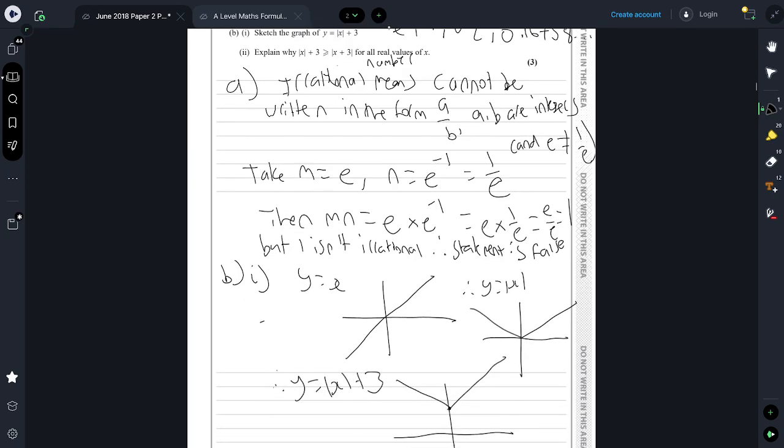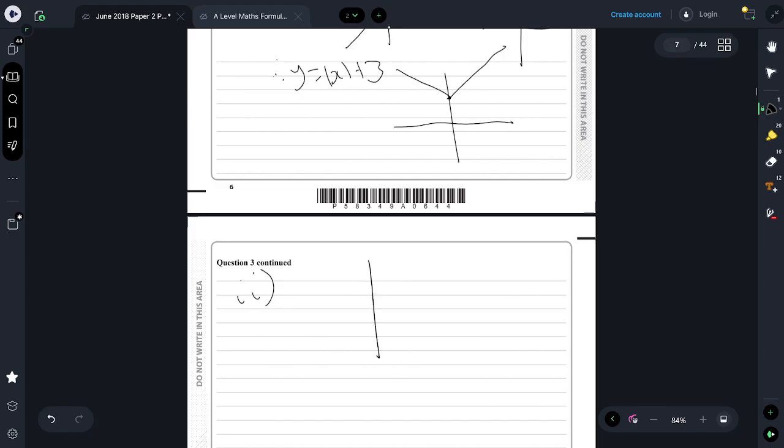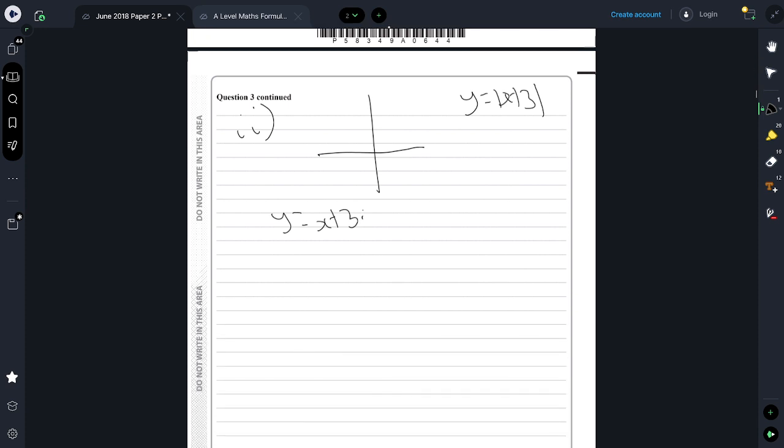So what does y is mod x plus 3 look like? Again, do it part by part. So y is x plus 3. Well, we said that y is x needs to pass through the origin. I can't sketch on this. I can't draw properly. It looks like a curve. Somewhat vaguely like that, right? Hopefully you know what y is x looks like.